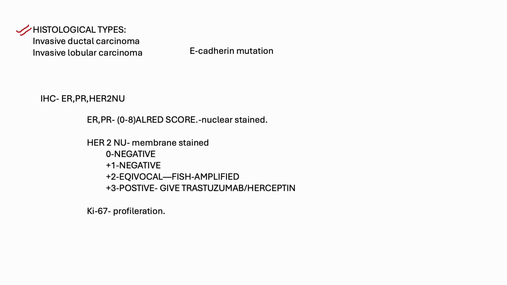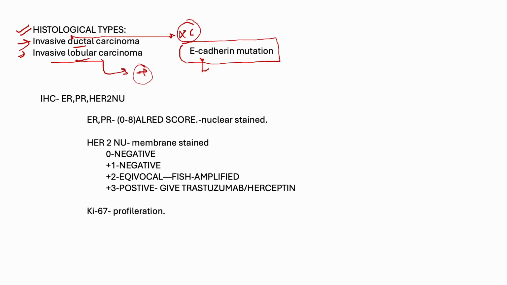Coming to the histological types of CA breast, the malignancy can arise from the ducts or the lobules. If it is from the ducts, it's invasive ductal carcinoma, or it can be invasive lobular carcinoma. Now you have to remember one gene mutation, E cadherin mutation. There is a C in lobular, so just remember that if it is D, it will not have C. So in invasive lobular carcinoma, E cadherin mutation is present. In ductal carcinoma, E cadherin mutation is absent. One important thing, E cadherin mutation is also seen in diffuse gastric cancer. Okay, one extra point.